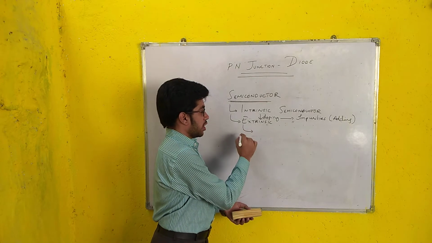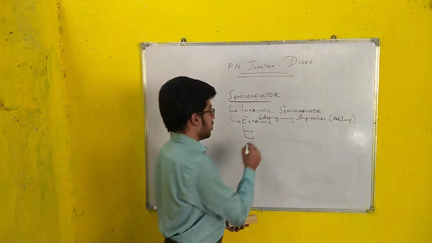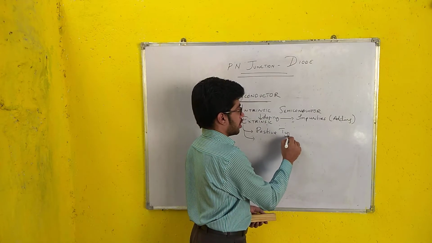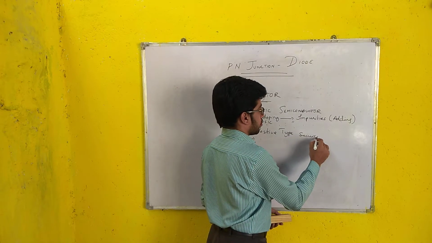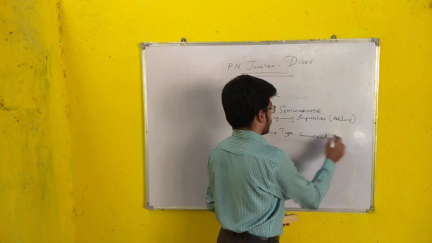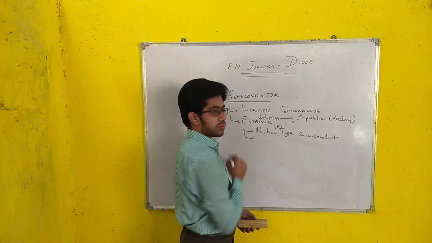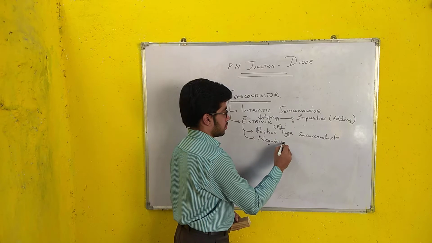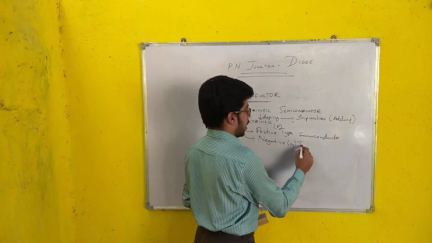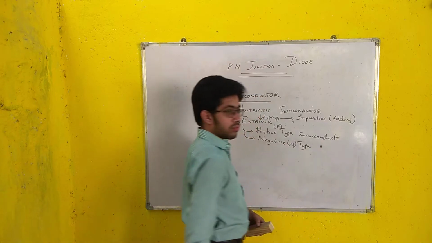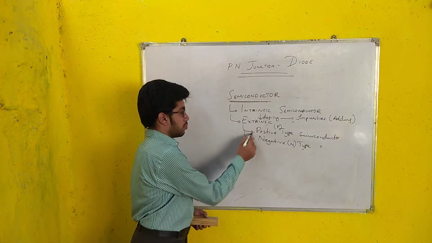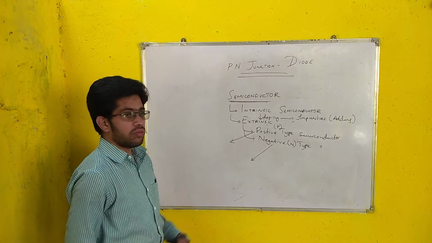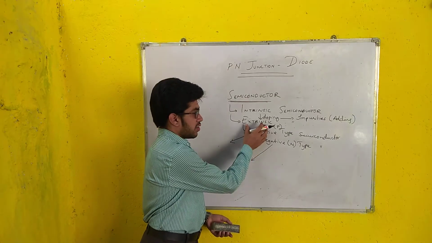Now, extrinsic semiconductors are of two further types. One is the positive type semiconductor, also called p-type. The other one is the negative, n-type semiconductor. Now, what is a positive semiconductor? What is a negative semiconductor? A positive type semiconductor is obtained after doping.